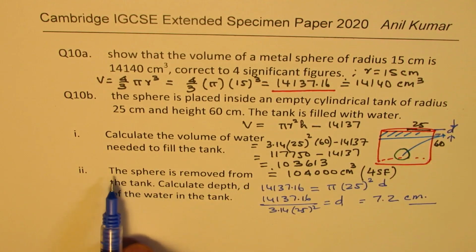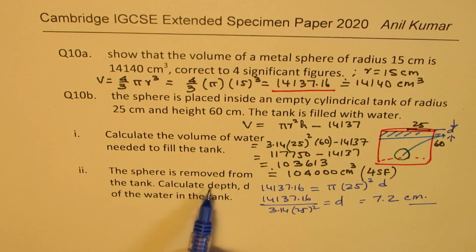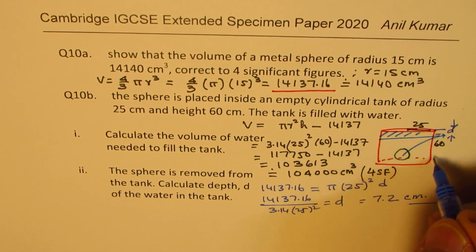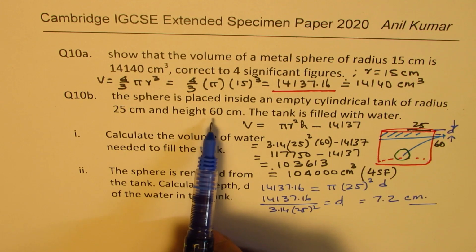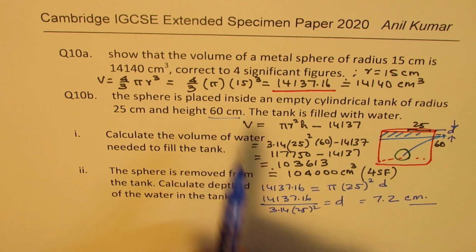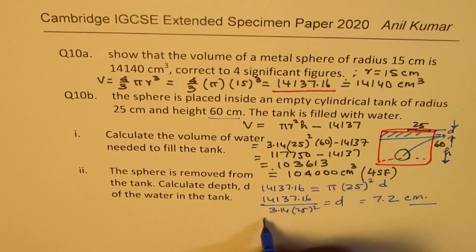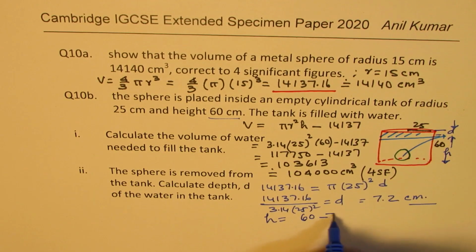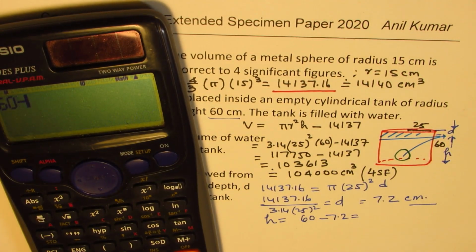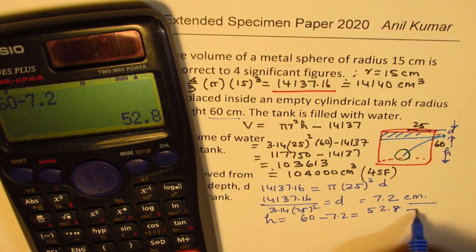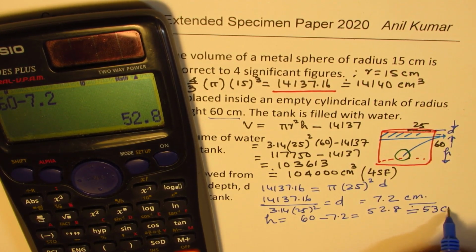So it says, the sphere is removed from the tank, calculate the depth d of the water in the tank. Oh, this is the decrease. So the whole height is how much? 60, right? So from 60, it will come down by this amount. So the height h will be 60 minus 7.2, which in decimals is 52.8. Or you can round this to 53 centimeters, correct?